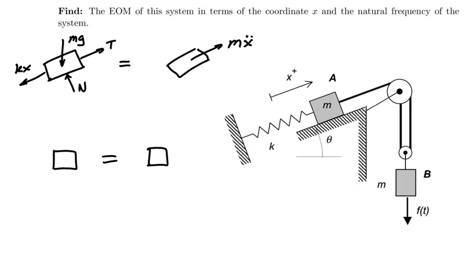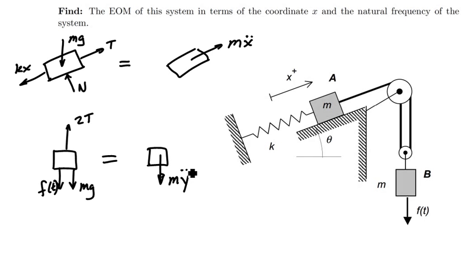Now if I draw a free body diagram also for my block B, then I'm going to have in this case 2T pointing up, because we have two lengths of cable suspending this block. We'll have f of t pointing down, and we will also have the weight of this block, which is mg, pointing down. And we can say that this block is moving slightly downward with some amount we'll call m y double dot, where we use y to define the downward coordinate here.